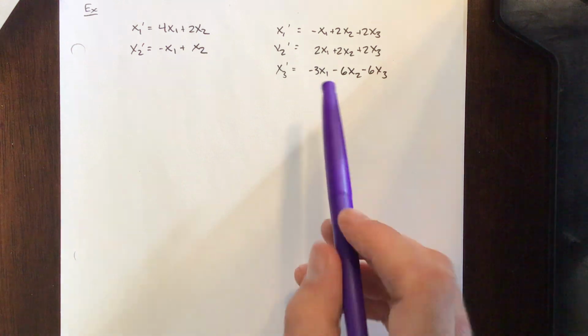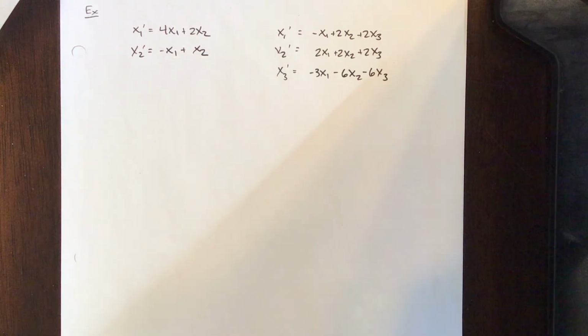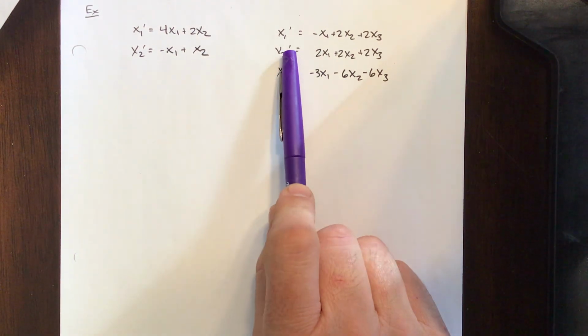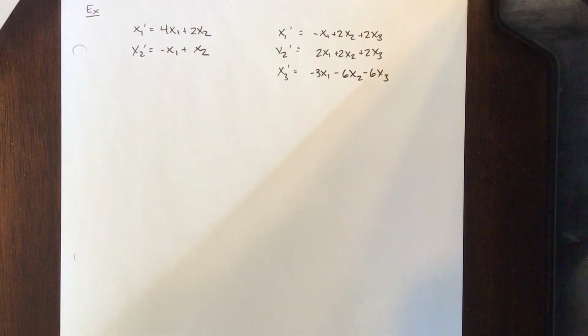Let's try this. So we just did this problem. x1 prime is negative x1 times 2x2 plus 2x3. x2 prime is 2x1, 2x2, 2x3, and so on. Okay. So I need to find something to write on. This will work.